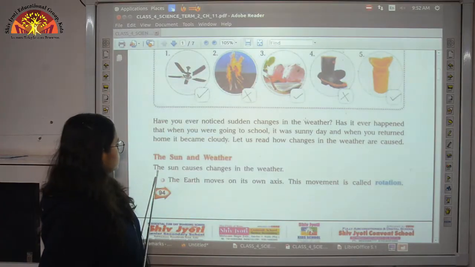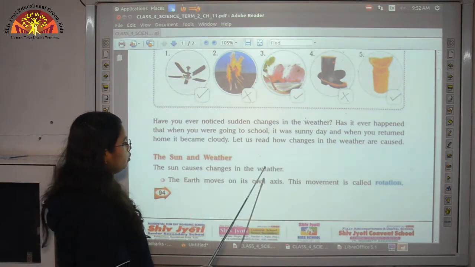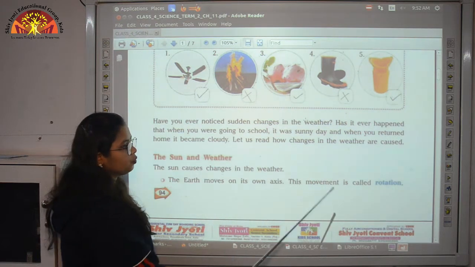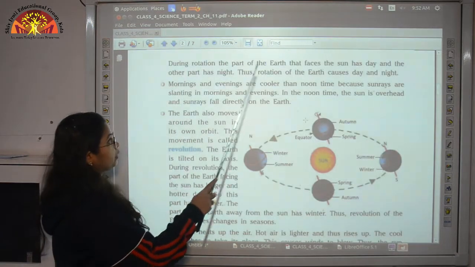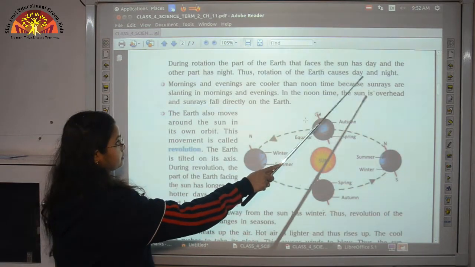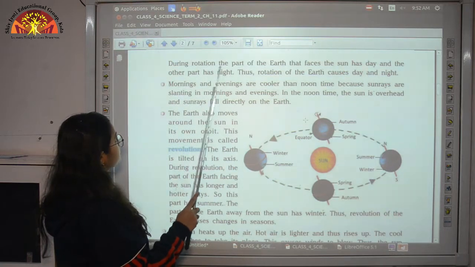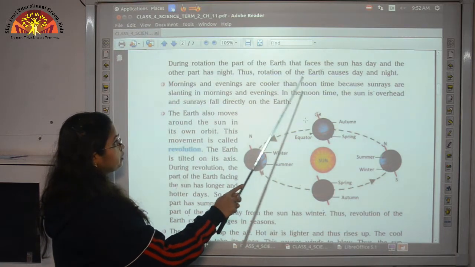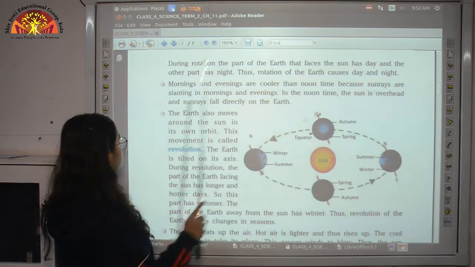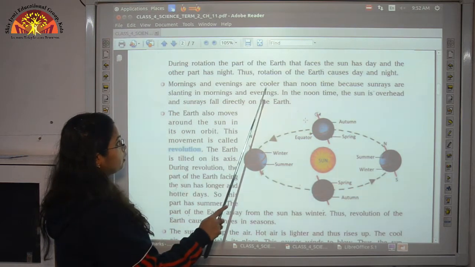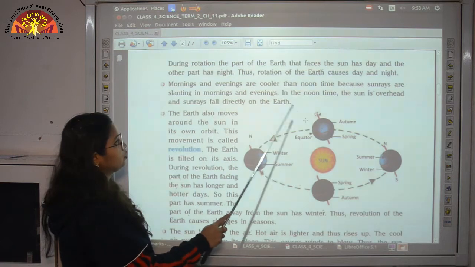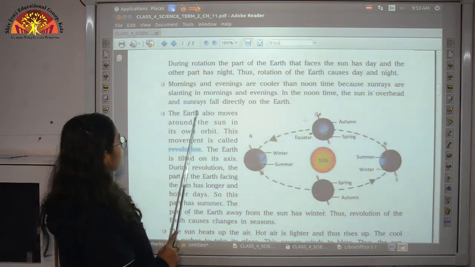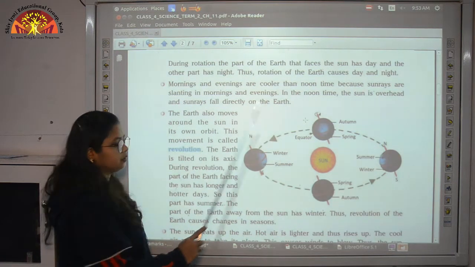Now, the sun causes changes in the weather. The earth moves on its own axis. This movement is called rotation. During rotation, the part of earth that faces the sun has day and the other part has night. This rotation of the earth causes day and night. Mornings and evenings are cooler than the noon time because sun rays are slanting in morning and evening. In the noon time, the sun is overhead and sun rays fall directly on the earth.